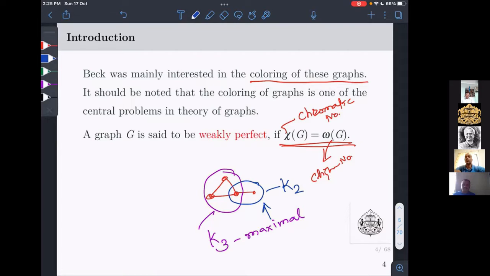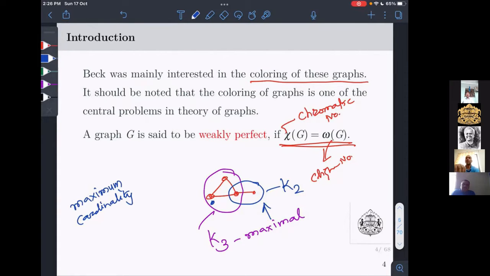K2 is also a maximal clique, because if I add this vertex to K2, you will observe that this is not a complete graph. So this is also a maximal complete graph. In this graph I have two cliques: one is K3, with three elements, and one is K2. But when I'm talking about the clique number, I have to look at the maximum cardinality of the maximal cliques. Hopefully the chromatic number and clique number are clear to you.